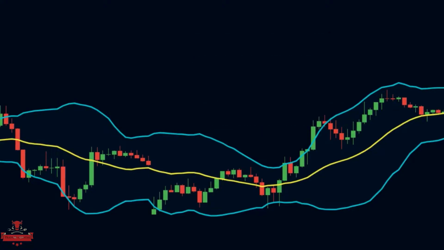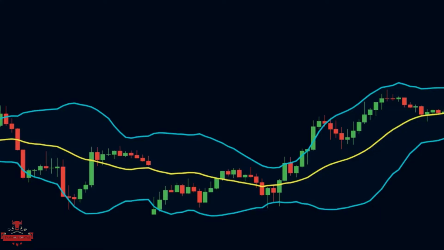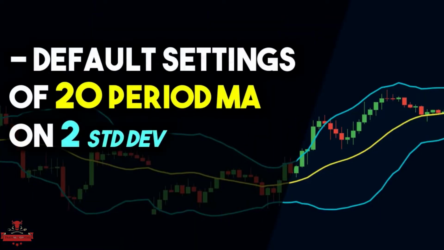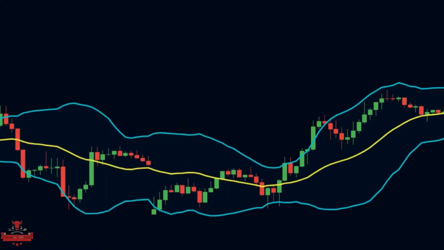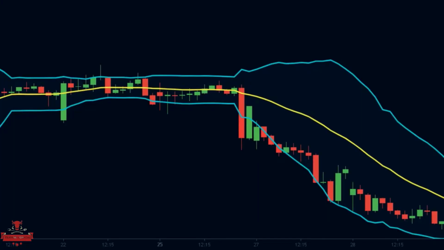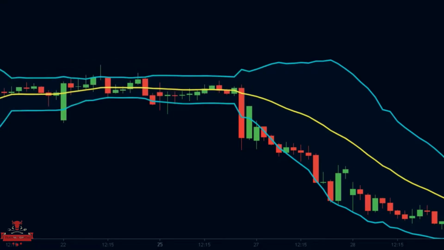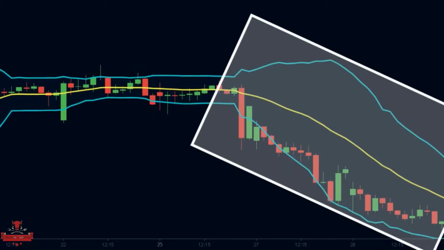The Bollinger Bands are very popular among traders because they help in determining whether the price is higher or lower on a relative basis. Throughout this video, we will use the Bollinger Bands on their default settings of a 20-period moving average with 2 standard deviations. The distance of the bands is based on standard deviation and hence, they adjust to the underlying volatility of the asset. This means that in a sideways market, the bands become tight. And in trending market conditions, the bands become wide.